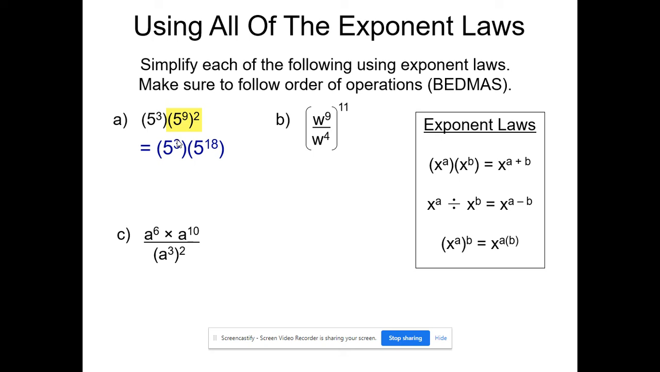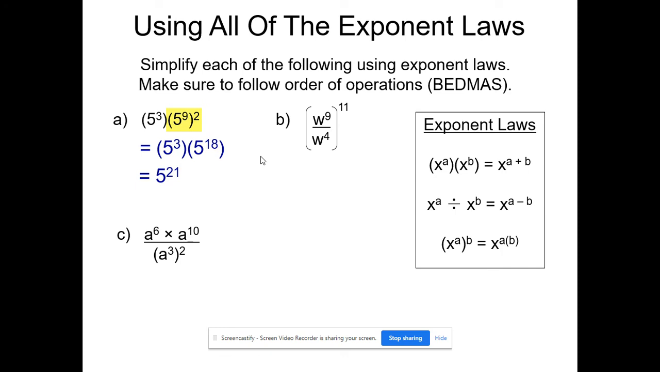Now, these are being multiplied. When we multiply, the rule is that you can add the exponents together as long as they have the same base. They both have a base of 5, so I'm going to add those exponents together. 3 plus 18 gives me 5 to the power of 21. Now, that's my final answer. It just asked me to simplify. I don't need to evaluate.